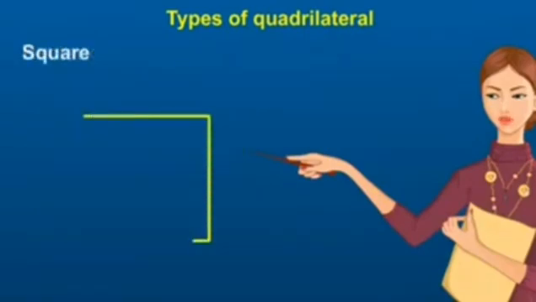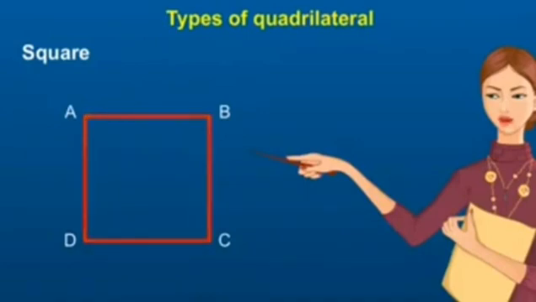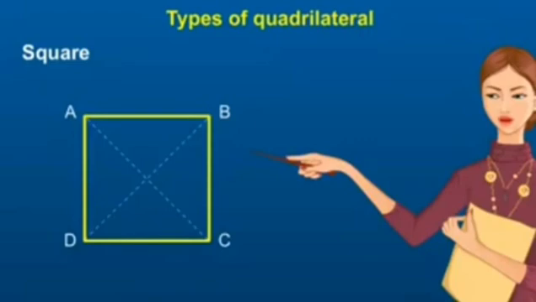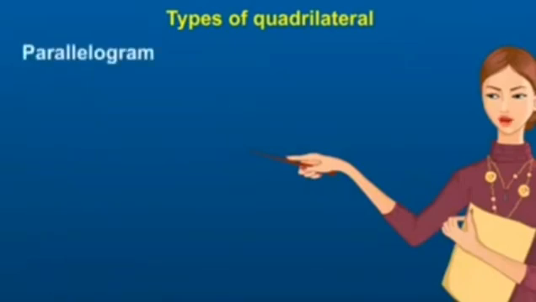Square. A parallelogram in which all sides are equal and all angles are right angles is called a square. The square has the following properties. 1. Opposite sides are equal. 2. Opposite angles are equal. 3. Diagonals bisect one another. 4. Diagonals are perpendicular to each other. 5. Each of the angles is a right angle. 6. Diagonals are equal.